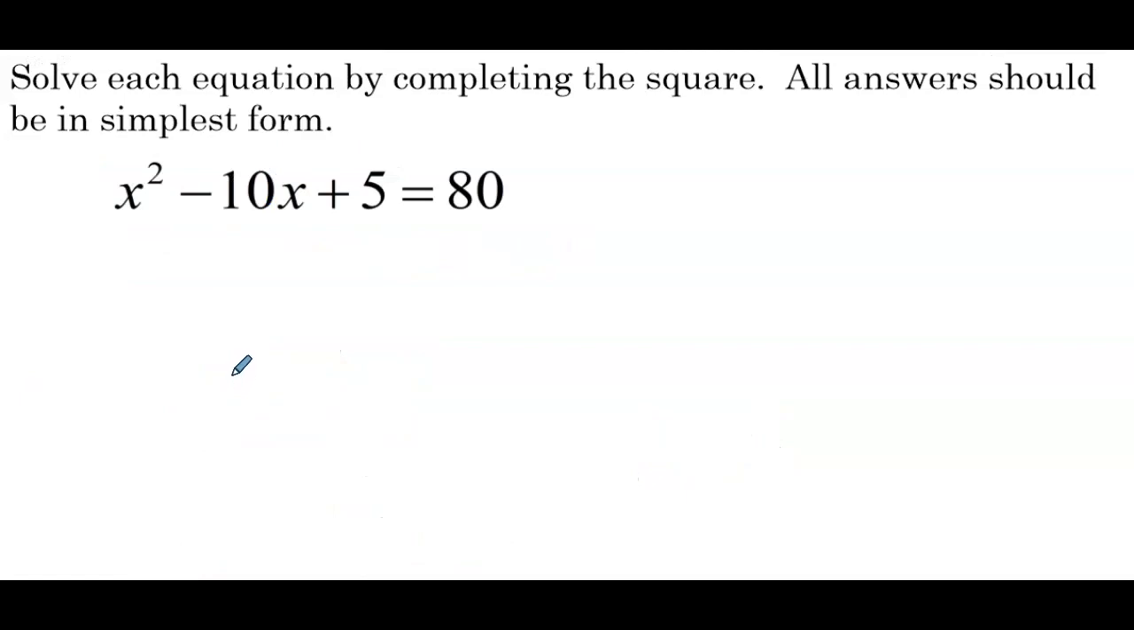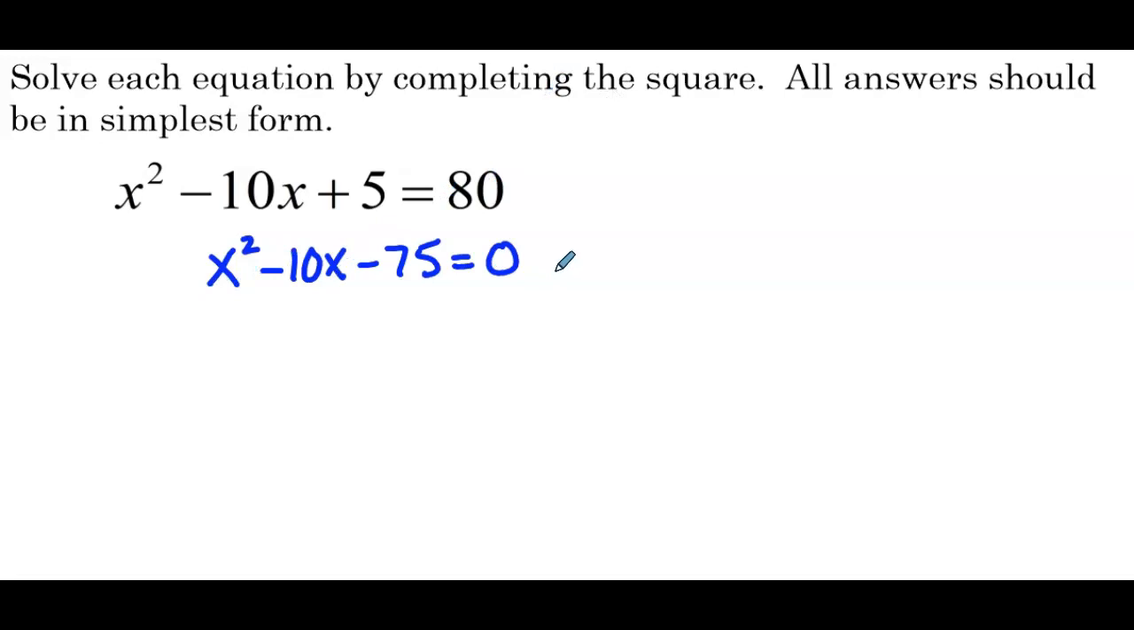Our next equation, x squared minus 10x plus 5 equals 80. So we're solving a quadratic equation, so the first thing we want to do is set it equal to 0. So x squared minus 10x minus 75 equals 0, subtracting 80 from both sides of the equation.